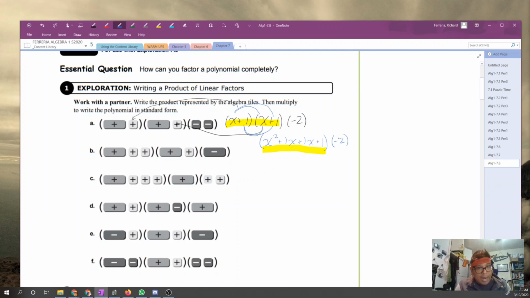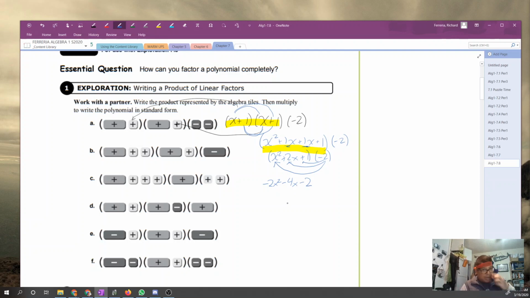Okay, next I think you should take these and simplify that. So you get an x squared plus 2x plus 1, and we still got that minus 2 floating out there in the back. And then we're going to distribute that negative 2. So you got negative 2 times x squared, that's negative 2x squared. Negative 2 times 2x, that's negative 4x. And then negative 2 times positive 1, that's negative 2.